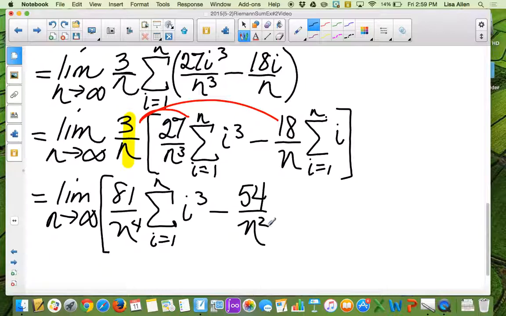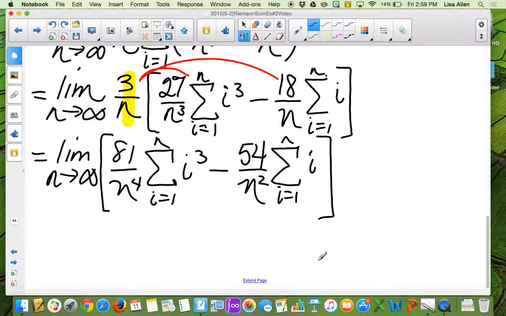And then that would be times the summation from i equals 1 to n of just i. And there's the end of the day bell, but we're going to finish this problem. So now we have those little formulas.